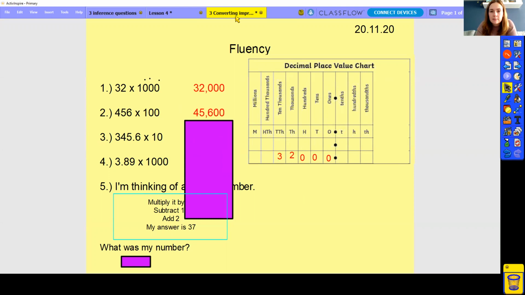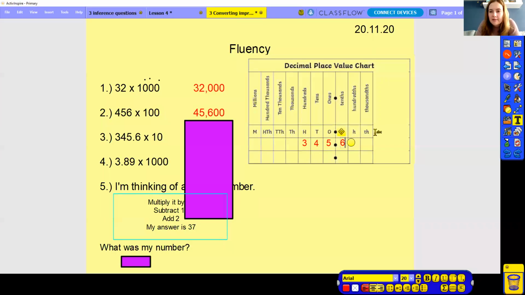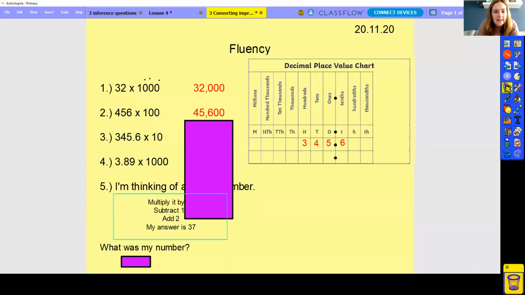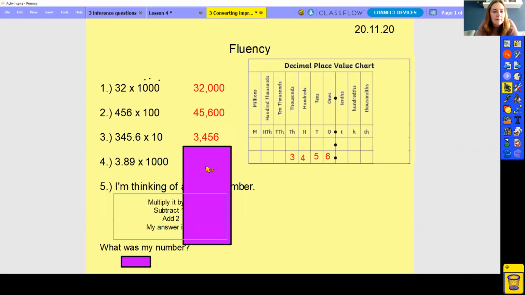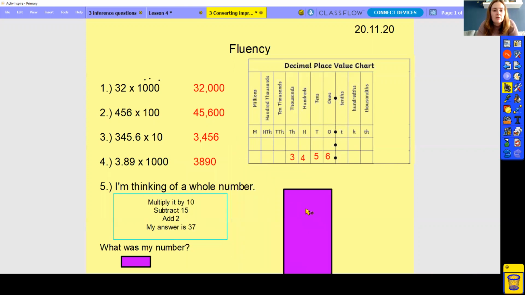This one here has got a decimal. So let's have a look at that. Okay, so we're multiplying this one by 10, so we're moving it 1 place because there's 1 zero on 10. So we move all the digits 1 place. So the 3 moves into the thousands, the 4 moves into the hundreds, the 5 into the tens, and then the 6 moves out of the tenths and into the ones, which gives us 3,456. The next one is multiplying by 1,000. You've got 2 decimal places there, but your answer should be 3,890.